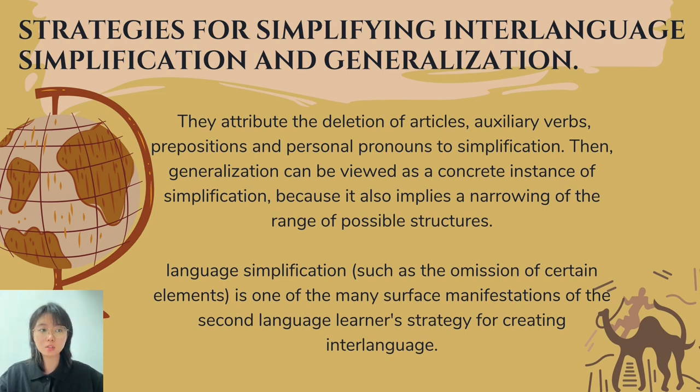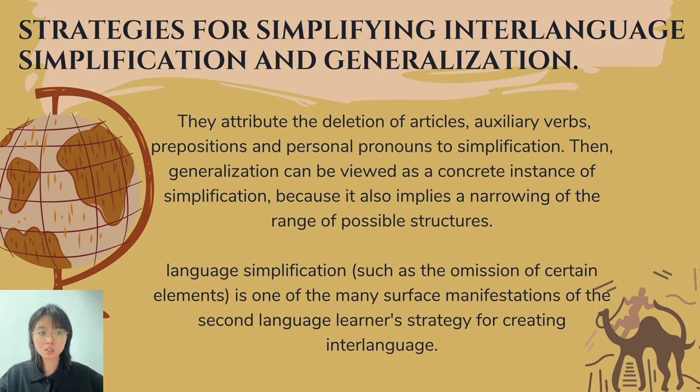They attribute the deletion of articles, auxiliary verbs, prepositions, and personal pronouns to simplification. Generalization can be viewed as a concrete instance of simplification, because it also implies a narrowing of the range of possible structures. However, the deletion of the above elements, articles and auxiliary verbs, is probably due to the generalization of features of their native language. Interlingual transfer can be seen as a strategy that leads to language simplification.